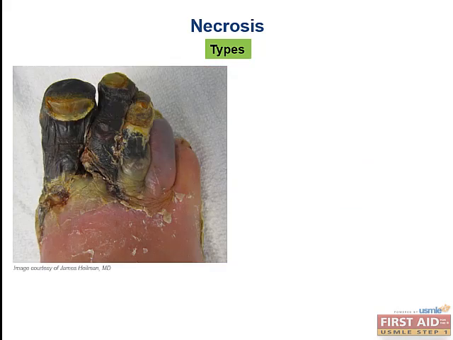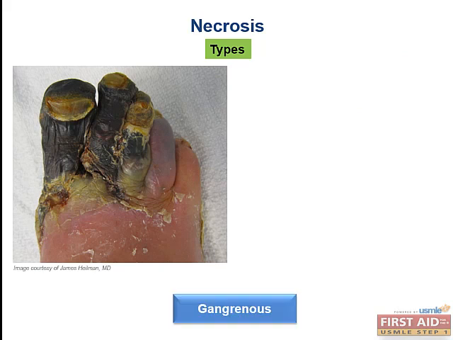Alright, the final type of necrosis that we'll talk about is what? This is a dead foot here in a diabetic. What type of necrosis is this? The tissue is rotting. This is gangrenous necrosis. Basically, gangrenous necrosis is a type of coagulative necrosis, but just with the addition of rotting flesh.